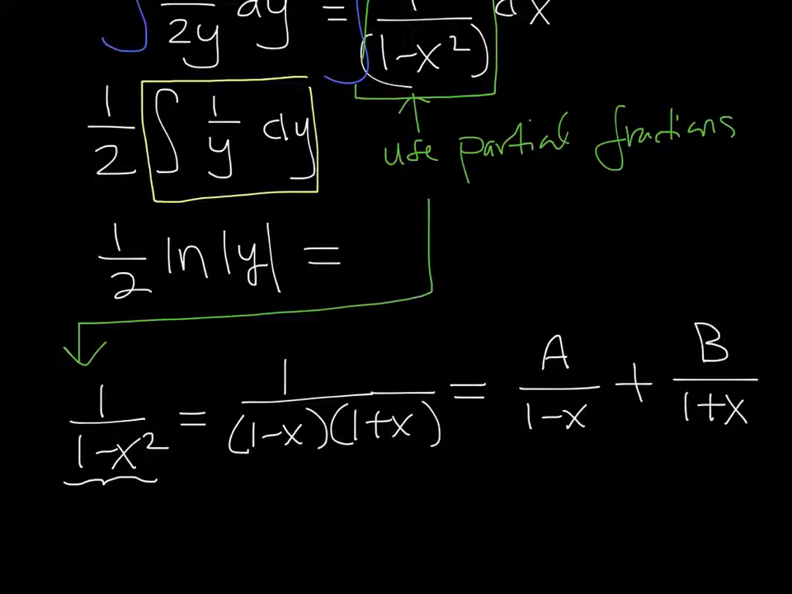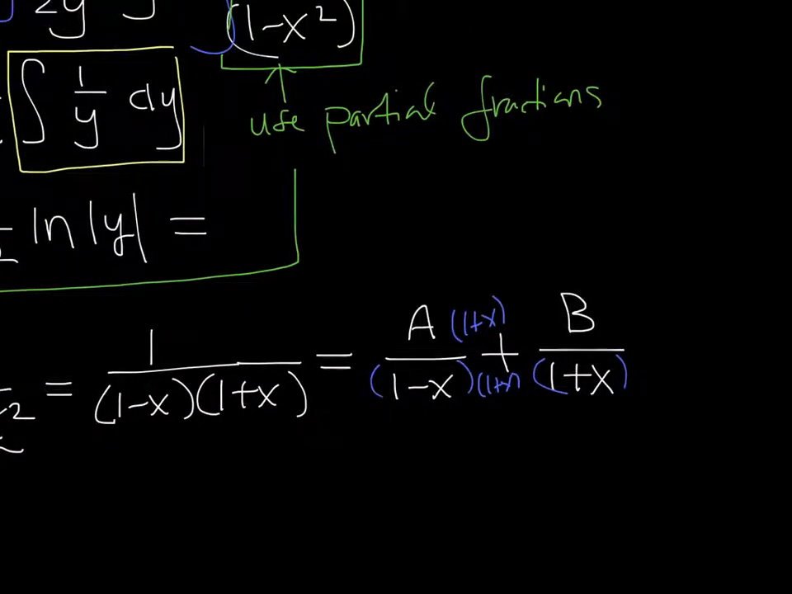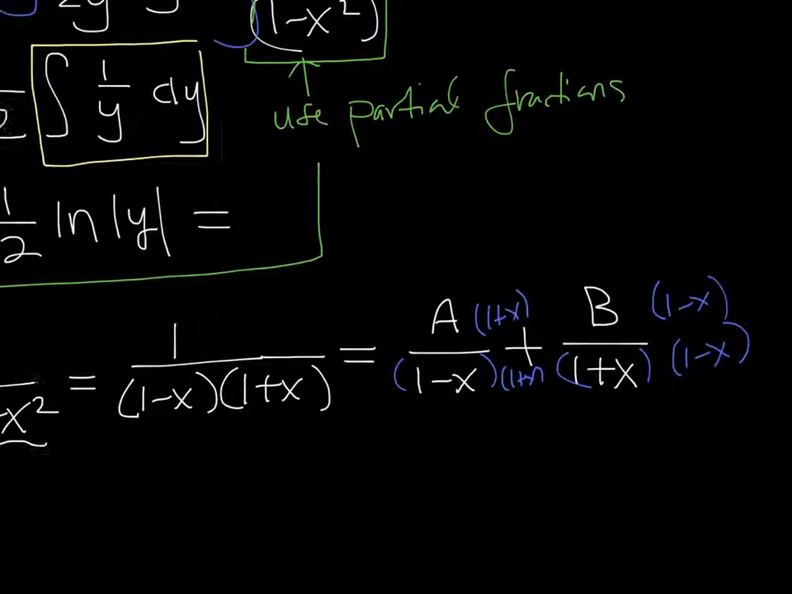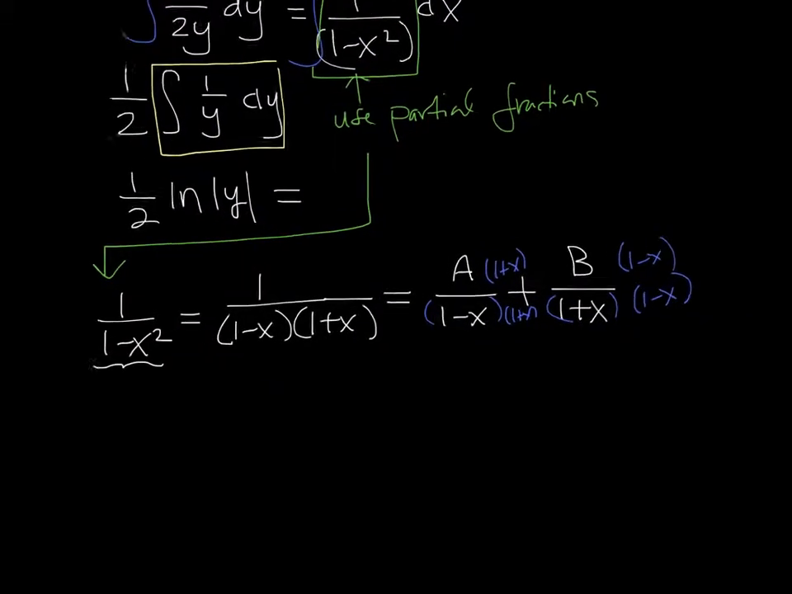So we want to find our a and b. There should be parentheses around these. I want to add these fractions. In order to add these fractions, this needs a 1 plus x, so whatever we do to the bottom, we do to the top. We're really multiplying by 1. And similarly with 1 minus x. I'm just adding rational expressions.